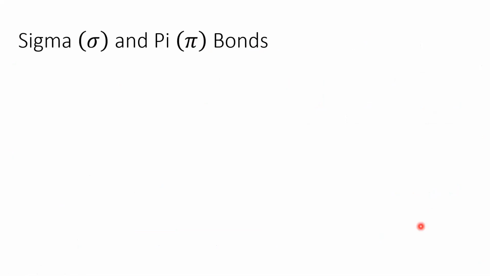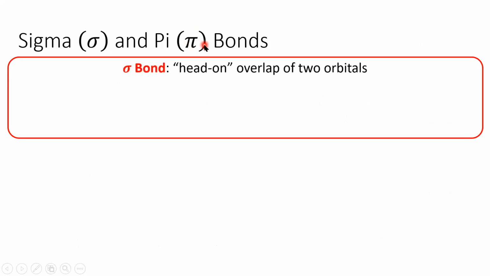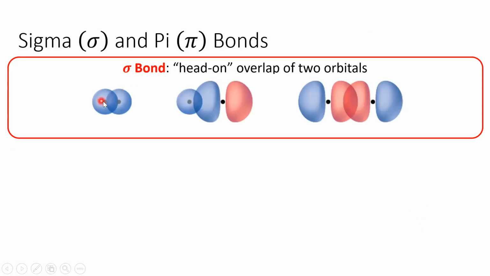That leads us to two different types of bonds. They're called sigma bonds, that's what this symbol is here, and pi bonds, which is what this symbol is here. Sigma bonds form when the orbitals overlap essentially head on. So if we have two s orbitals overlapping head on, or an s orbital and a p orbital overlapping head on, or two p orbitals overlapping head on, those would be what we call sigma bonds.